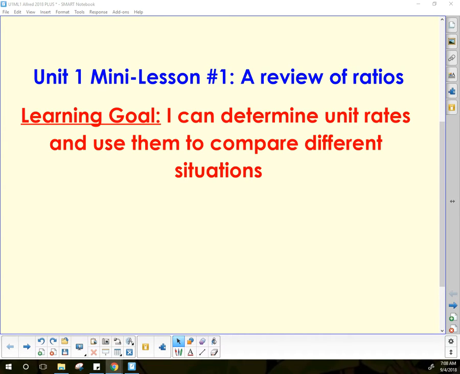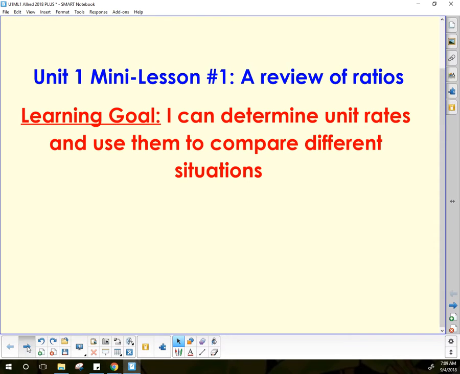Unit 1, mini lesson number 1, a review of ratios. This mini lesson will feel mostly like a review from 6th grade math. We'll talk about ratios and make sure that we're all on the same page about what they are and how to determine unit rates before we move on into the real meat of our unit, where we'll talk about proportional reasoning and percents. Guys, get excited. This is a big unit.